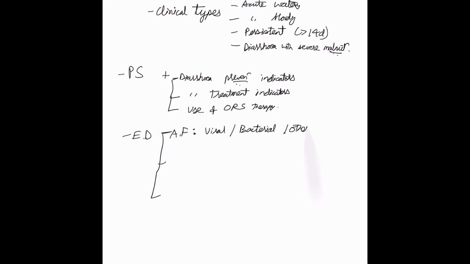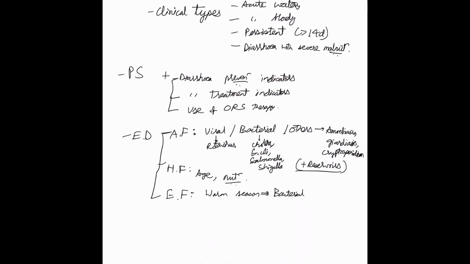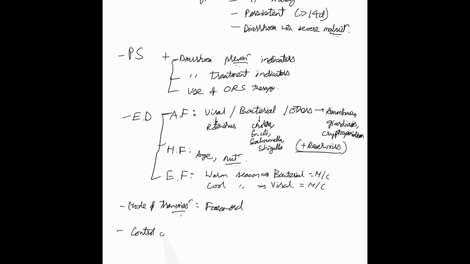Then the epidemiological determinants, which are, for agent factors, viral or bacterial and other agents. Viral, the most common is rotavirus. Bacterial, the most frequent are cholera, E. coli, salmonella, and shigella. Other agents, you have amoeba, giardia, and cryptosporidium, and the reservoirs you should know as well. Host factors, age and nutrition, are important. And epidemiological factors: warm season favors the spread of bacterial ones, cool seasons favor the spread of viral enteric infections. Then you have the modes of transmission, of course, fecal-oral.